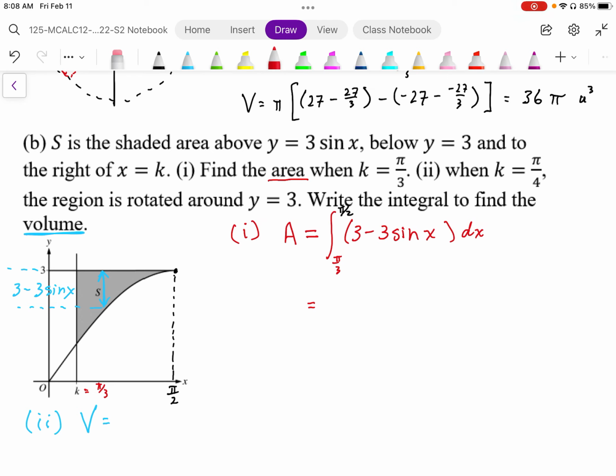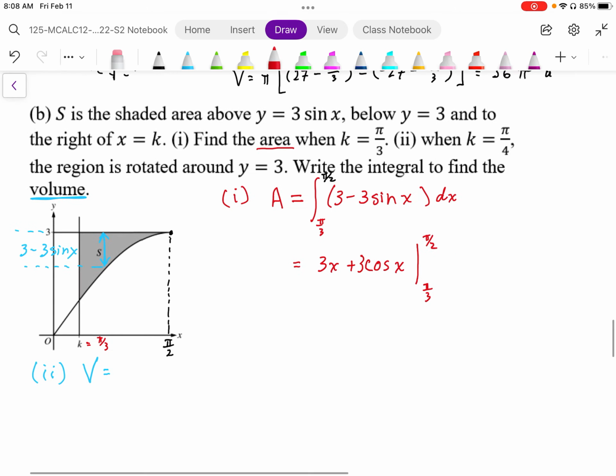So this works out to be 3x minus, so the integral of sine is negative cos, so it's going to be positive 3 cos x. Okay, so the antiderivative of 3 is 3x, the antiderivative of sine is negative cos, so I end up with positive 3 cos x. And then my bounds are going to be between pi over 3 and pi over 2.